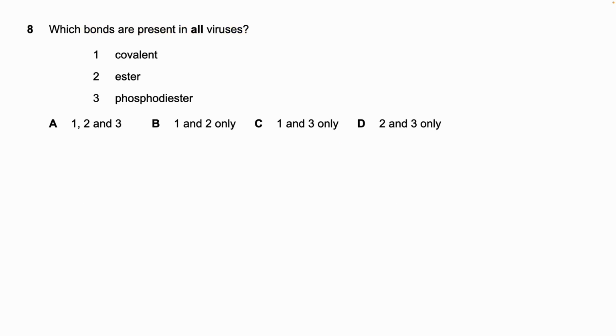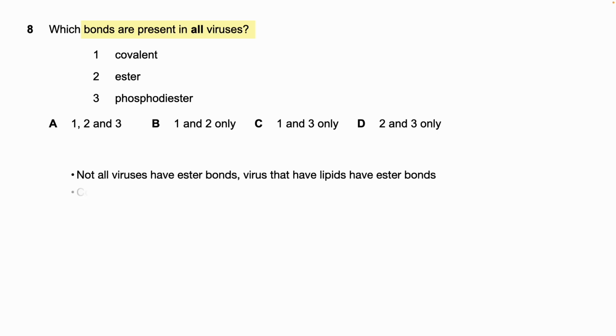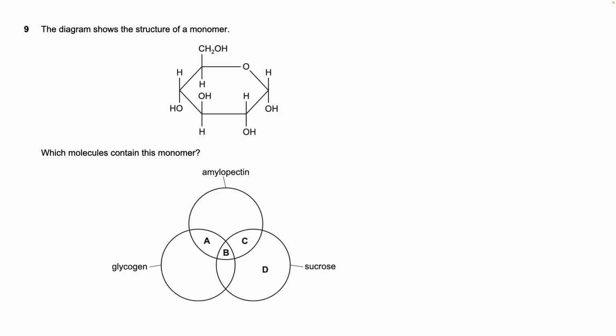Question 8. Which bonds are present in all viruses? Covalent, ester, phosphodiester. Not all viruses have ester bonds. Viruses that have lipids have ester bonds, but covalent and phosphodiester bonds are seen in all viruses. So the answer is C, 1 and 3.